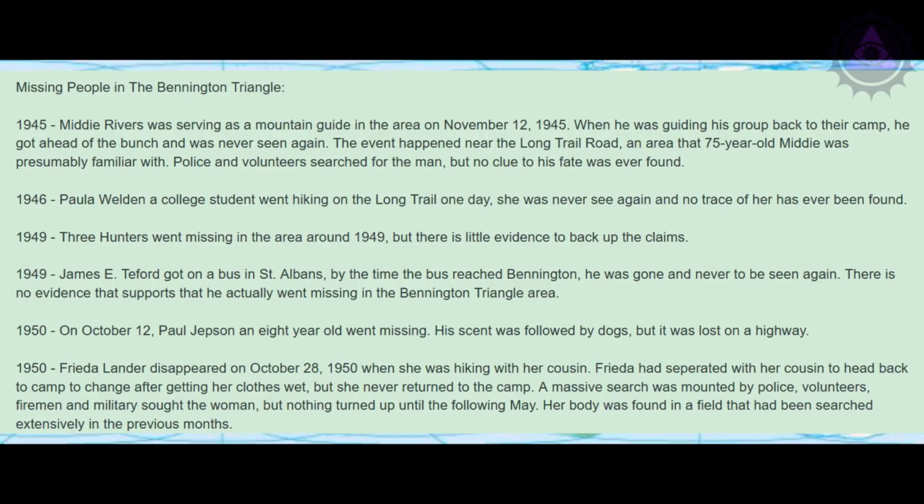1950: Frida Lander disappeared on October 28, 1950, when she was hiking with her cousin. Frida had separated from her cousin to head back to camp to change after getting her clothes wet, but she never returned to the camp. A massive search was mounted by police, volunteers, firemen and military, but nothing turned up until the following May.